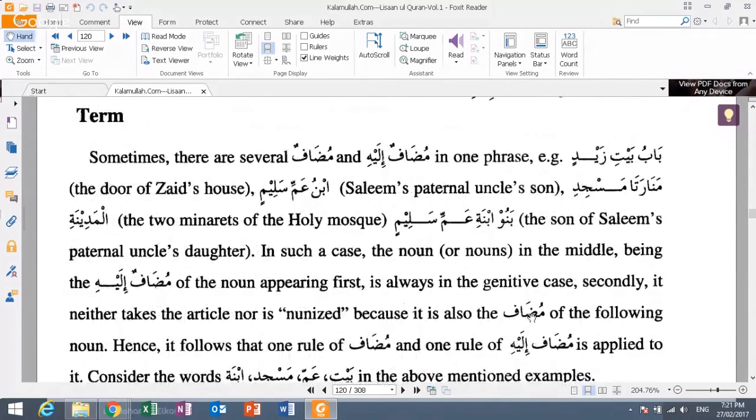Sometimes there are several mudaf and mudaf ilayh in one phrase. Example: Babu bayti Zaydin, the door of Zayd's house. See that, the door of Zayd. Firstly, Babu bayti, then Zaydin. Now we are ascribing to another one. So that's why you can see "of" and you can see "of".